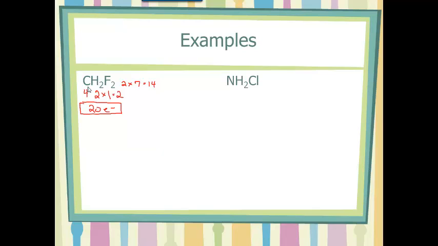Plus, carbon has 4 valence electrons. It needs to share 4 to get a total of 8. Fluorine already has 7. It only needs to share 1 more. So I think carbon is the best central atom.